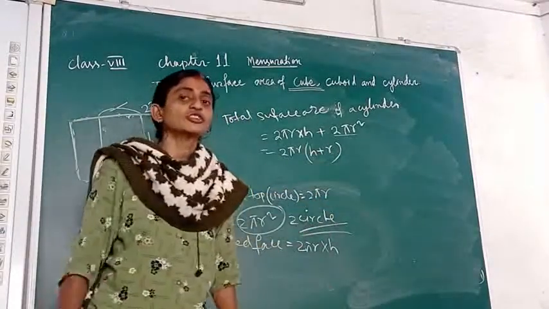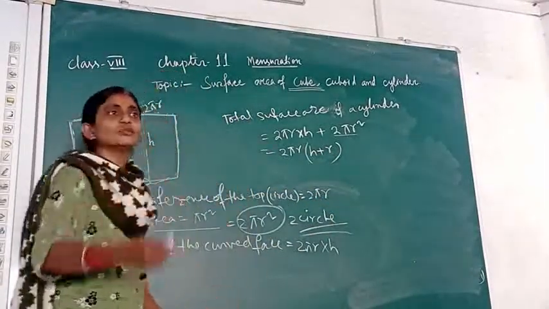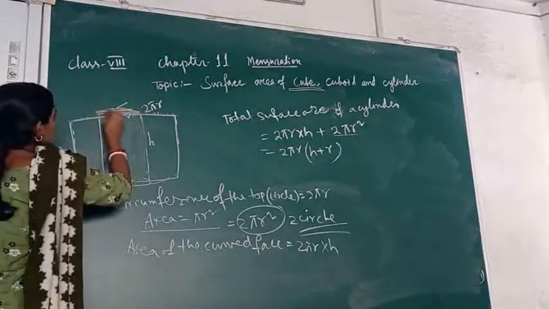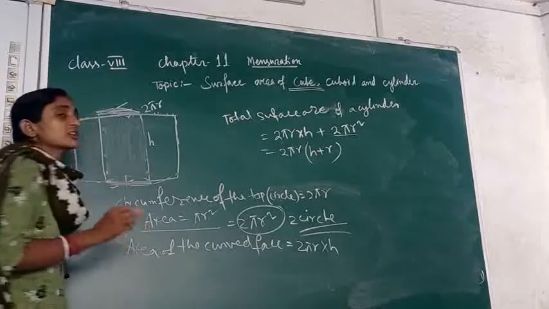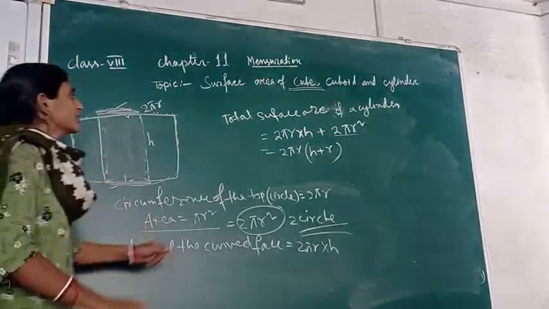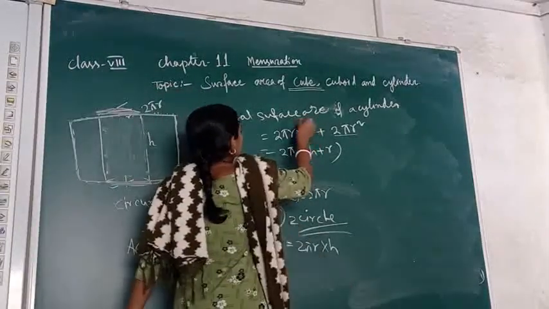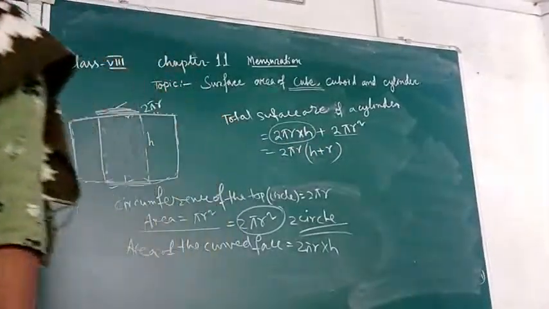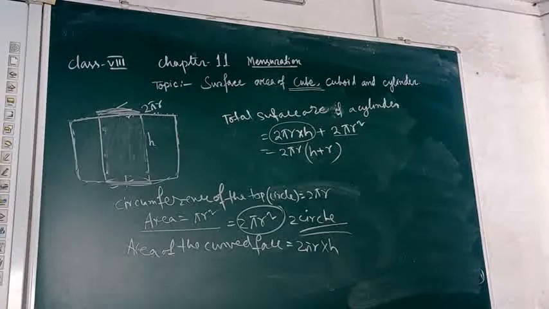But if you have been asked for the lateral surface area, what will you do? For the lateral surface area, we are going to exclude the top and bottom, these 2 circles. So only the lateral surface area will be 2 pi r into h. Yes, so let's go for some of the examples or questions given in your exercise.